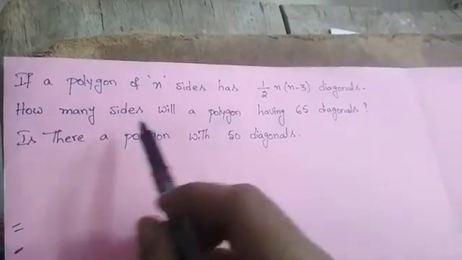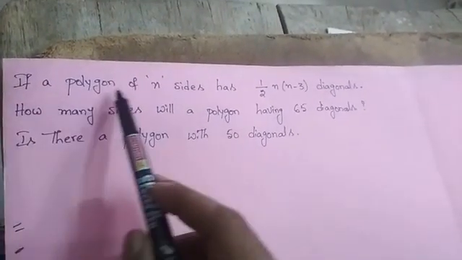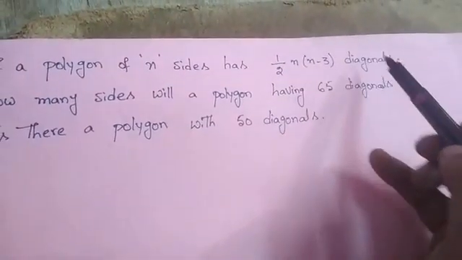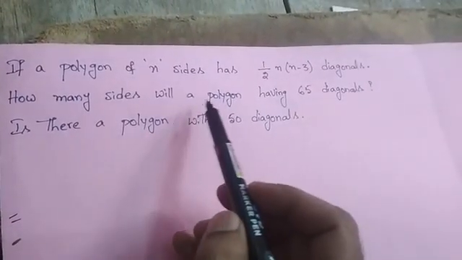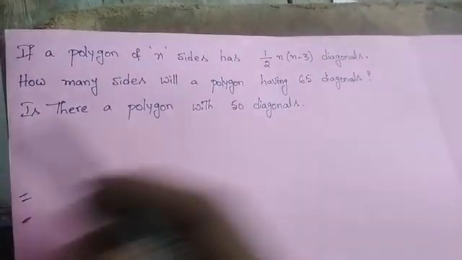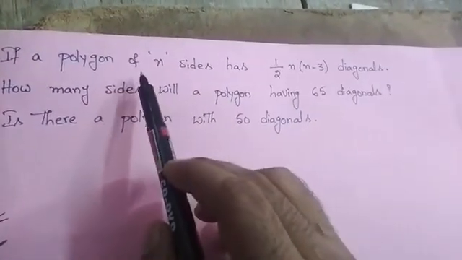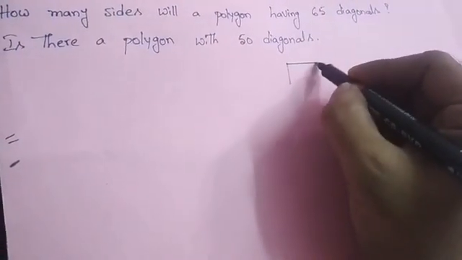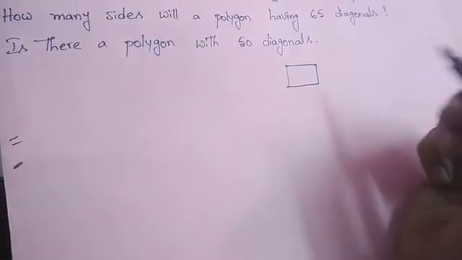Hello friends, today's problem is: if a polygon of n sides has 1/2 × n(n − 3) diagonals, then how many sides will a polygon having 65 diagonals have, and is there a polygon with 50 diagonals? So given that there is a polygon of some number of sides, a polygon means a closed figure which has many sides.